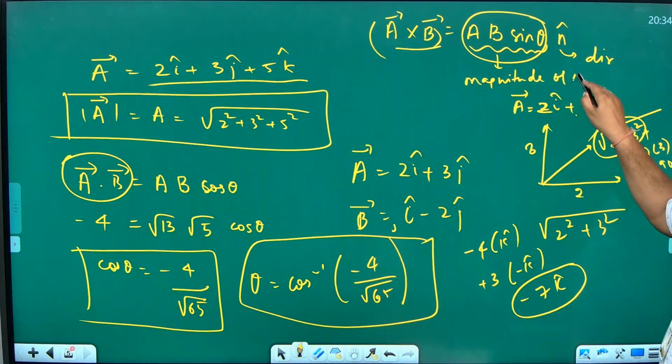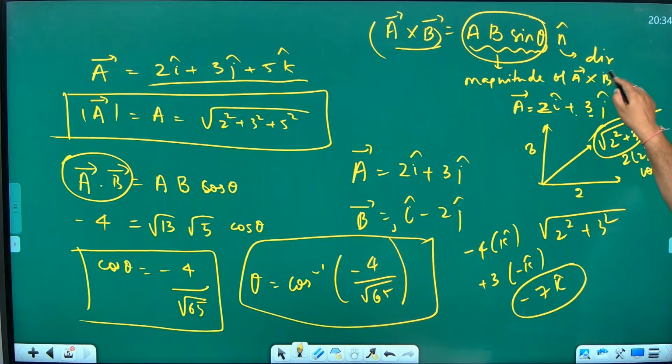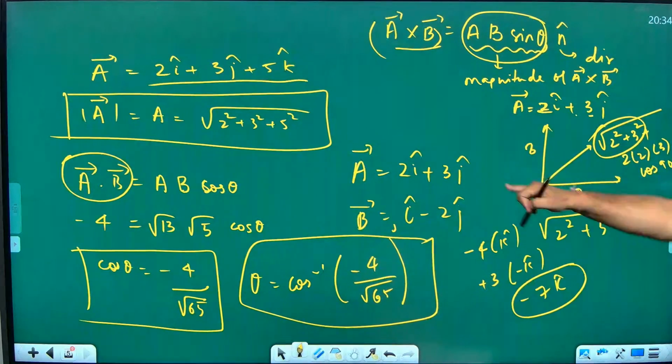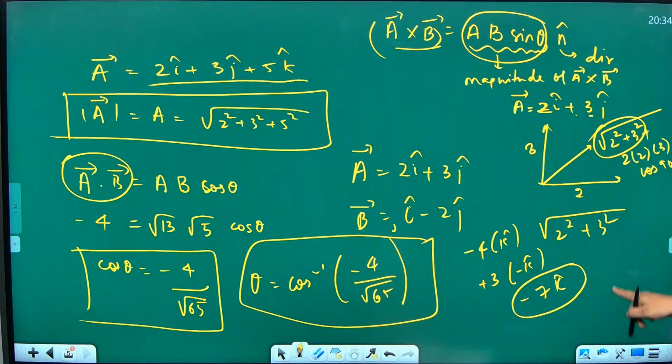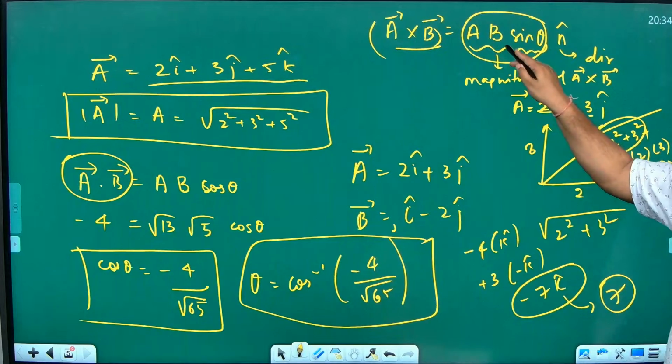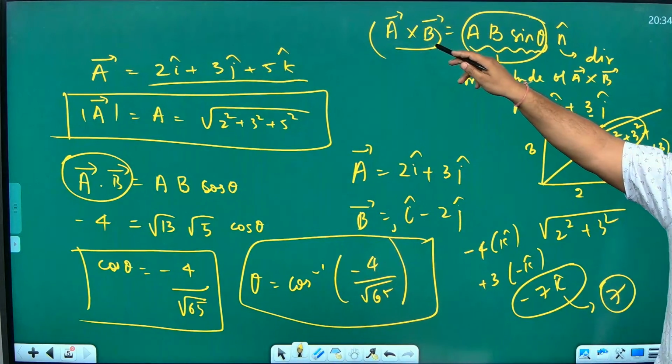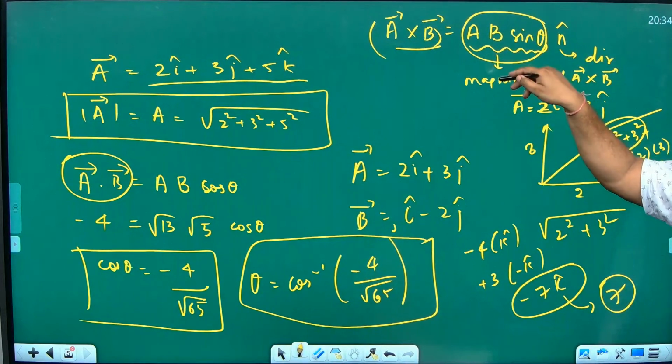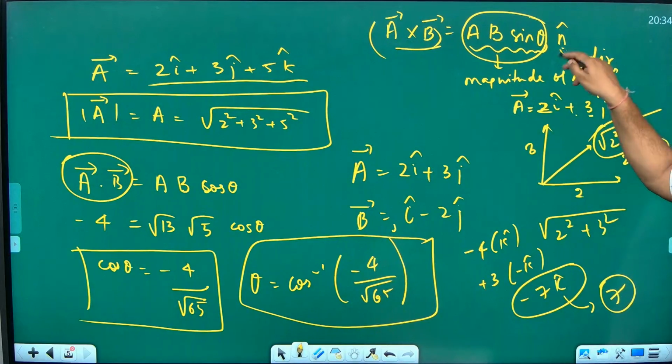Magnitude of what? A vector cross B vector. If you find A vector cross B vector, and I ask you what is its magnitude, what is your answer? Minus 7 is not correct, 7 only, no? Root over minus 7 square will become 7 only. So its magnitude is 7. So this value is 7, and this value is minus 7k cap. Minus 7k cap by 7 is the answer for n cap.